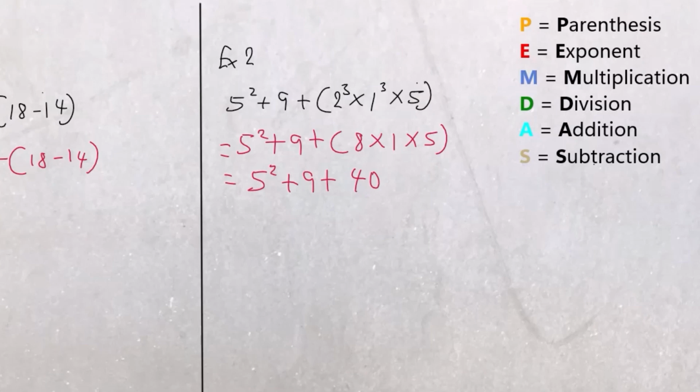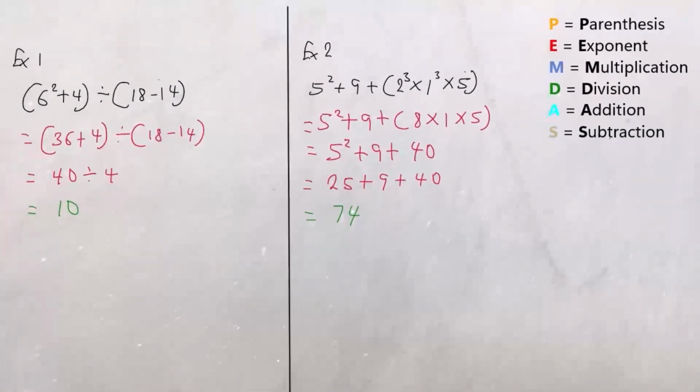And looking at this, we deal with the square first. 5 raised to the power of 2 is 25. Bring down the rest. And 25 plus 9 plus 40 will give us 74. And that's the final answer.